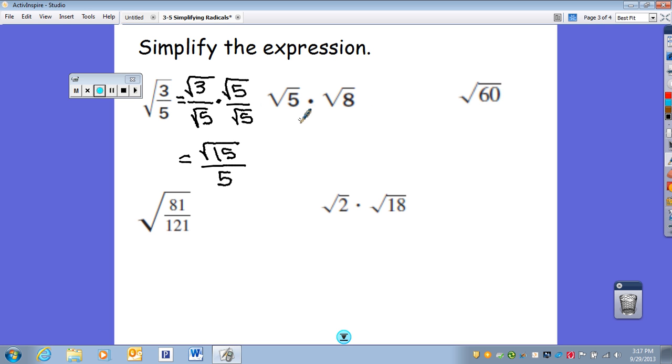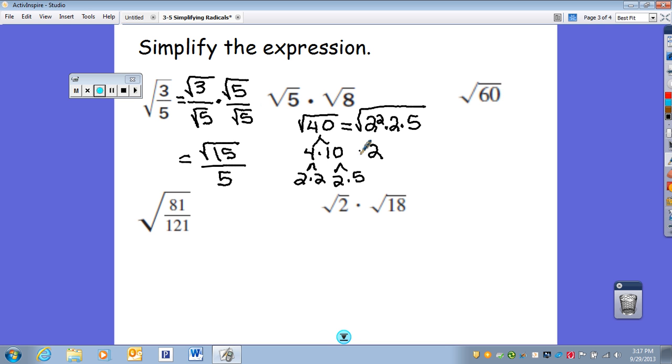In our next example, we're going to multiply the square root of 5 times the square root of 8 using the product property, which gives us the square root of 40. So when we make a factor tree for 40 to simplify, we have 4 times 10, which is 2 times 2, and 2 times 5. So if I rewrite my radical using factor pairs, I'll have 2 squared times 2 times 5. The square root of 2 squared is 2, and then we have 2 and 5 left under the radical. And so that will be 2 times the square root of 10.